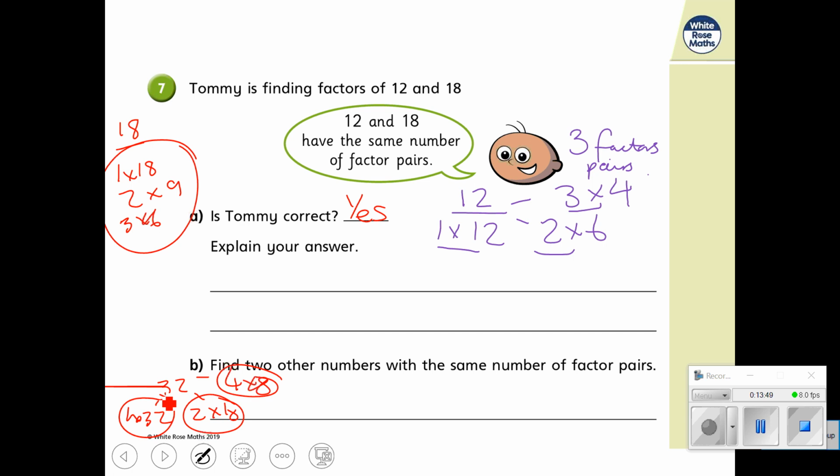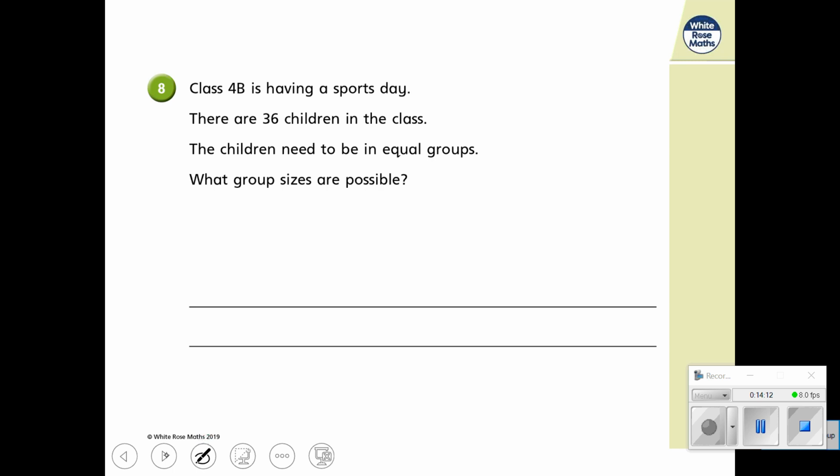Okay, and then the other number is 50. So I'll do that one for you. 50 is 1 times 50, so that's 1 factor pair. 5 times 10, which is another factor pair, and 2 times 25, which is another factor pair. And this is why it's getting very tricky now, because you have to do a lot of trial and error to find your answer. Okay, so question 8. Are you ready?